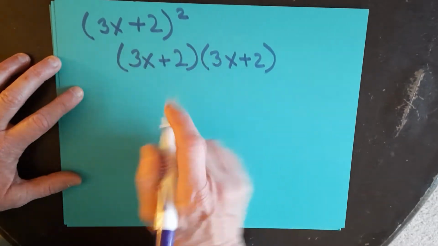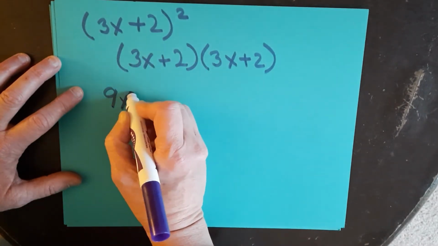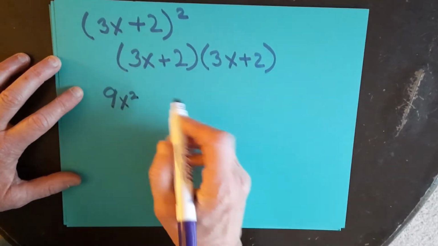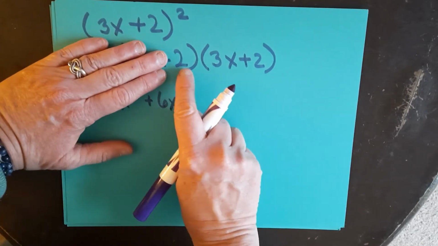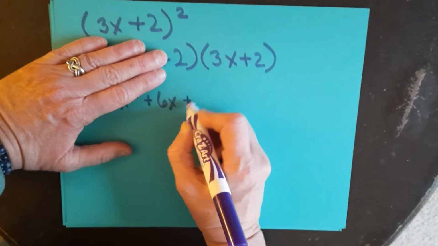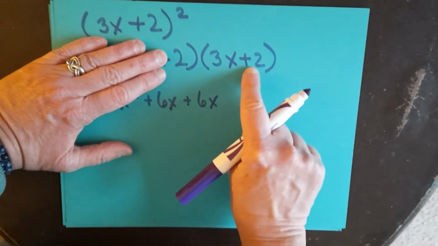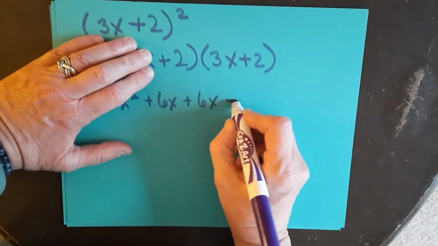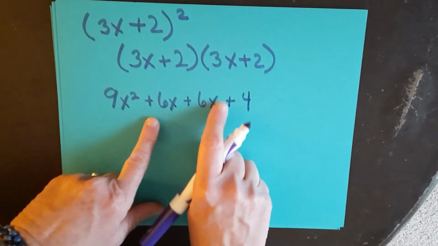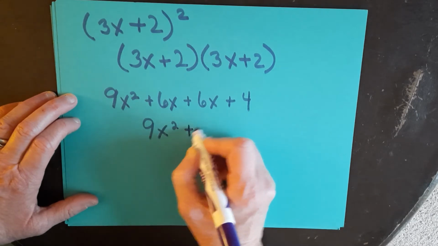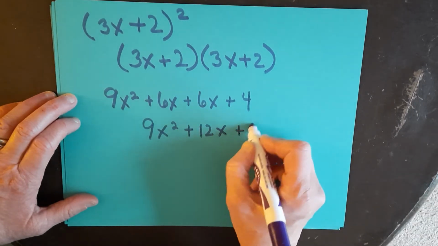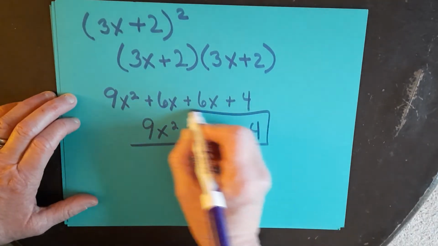So 3x times 3x equals 9x squared. 3x times a positive 2 equals a plus 6x. Now we move to the 2. 2 times 3x is another positive 6x. 2 times 2, remember that plus, is a positive 4. Combining these 2 middle like terms gives us 9x squared plus 12x plus 4. And that would be the answer.